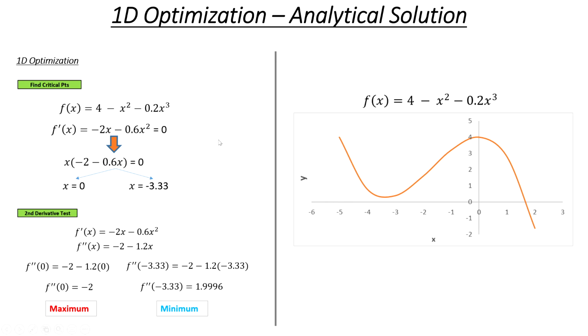We found that when you're finding optimums, you go through 2 steps. You find the critical points. In this case, we found the derivative, set it equal to 0, found these 2 points, and also applied the second derivative test to define them as maximum or minimum. If the second derivative is negative, it's a maximum. If it's positive, it's a minimum.